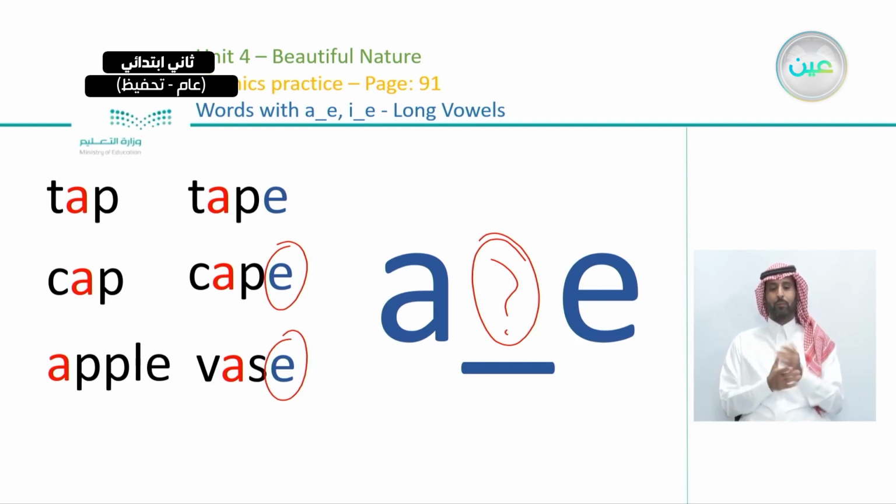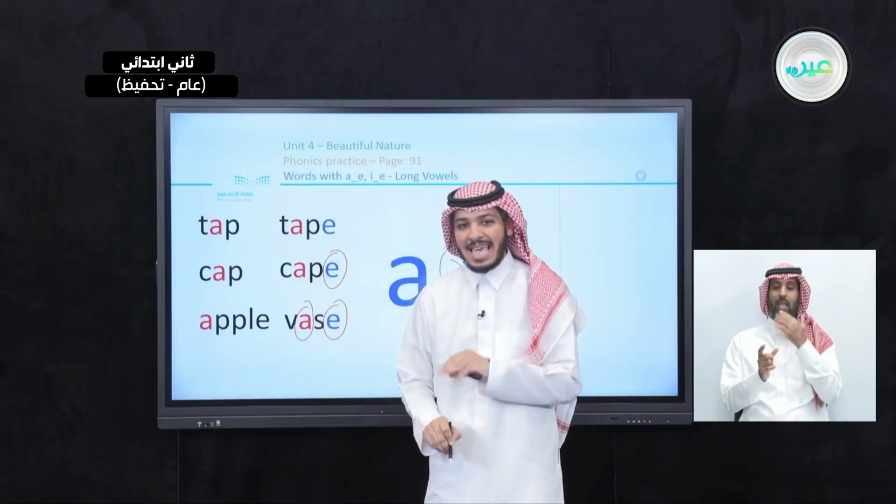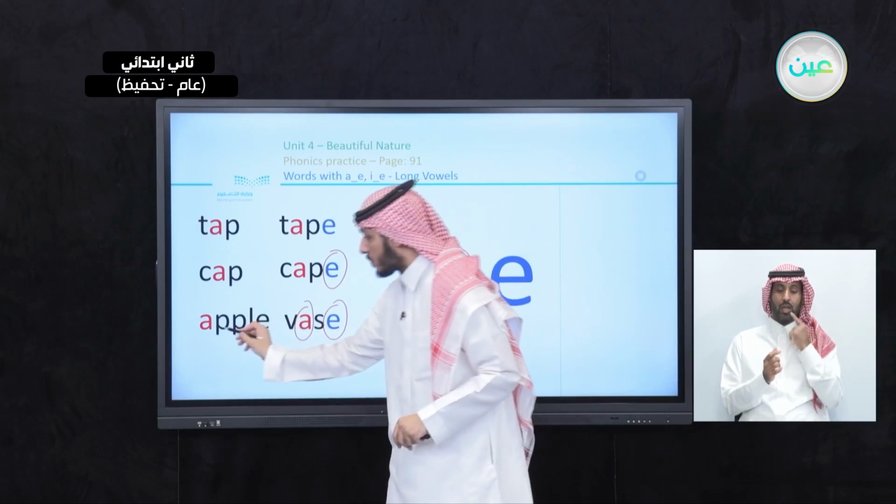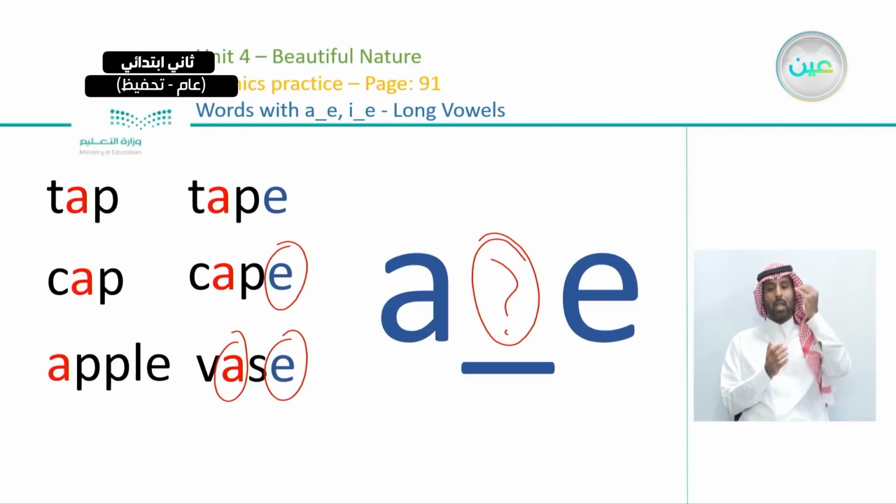Okay, so I pronounced the letter A as A. But here we have A, but do we have E in here? No. So I will say A, not A, apple. The vase, we have A and the letter E.